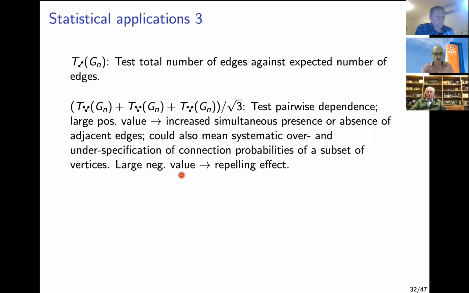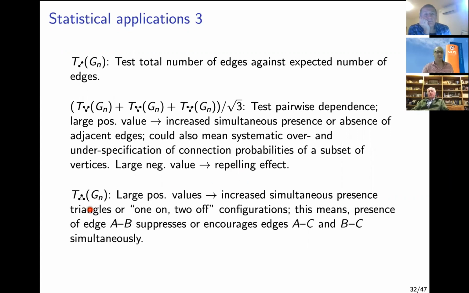And what would large negative values give you? Well, that would mean there's a repelling effect, if there's an edge somewhere that suppresses adjacent potential edges. You can play the same game with triangles and see what it means. A large positive value means there's a lot of simultaneous presence of triangles, or 1 on and 2 off configurations, things like that.